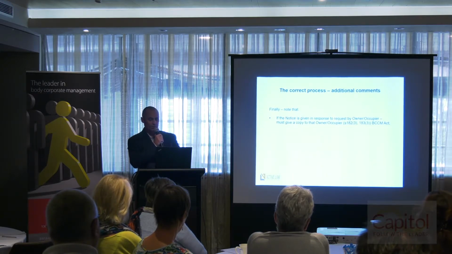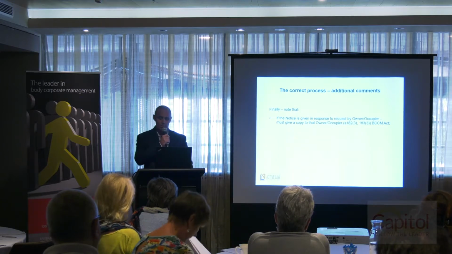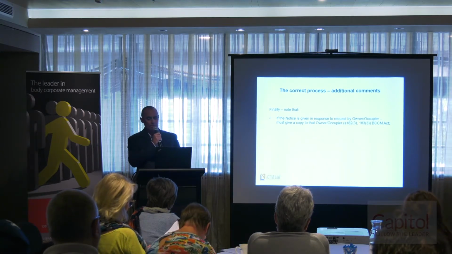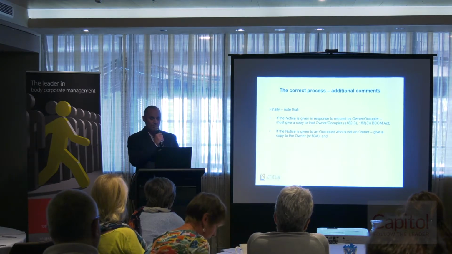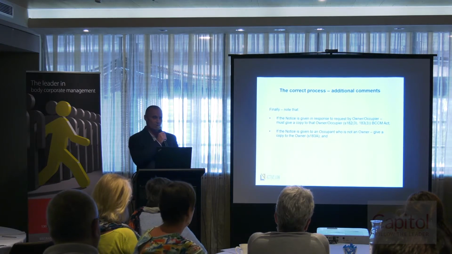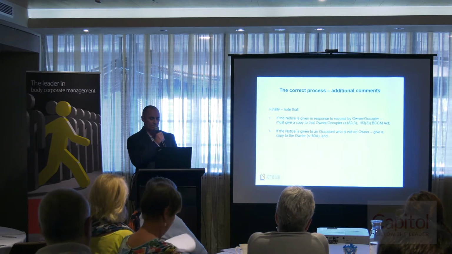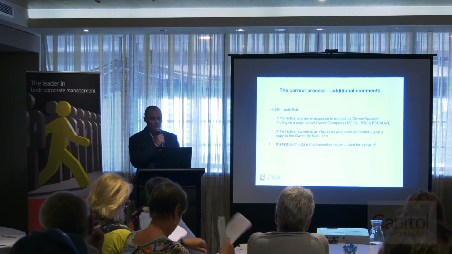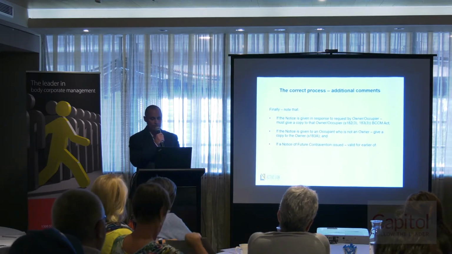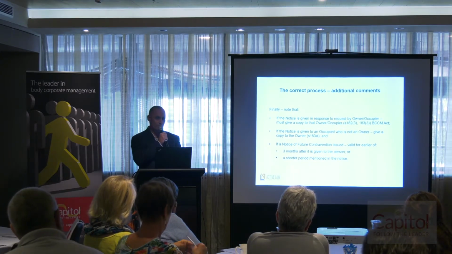If the notice is given in response to a request by an owner, when I mentioned that an owner can give a Form 1 request to the committee asking them to issue an enforcement notice, a contravention notice, then you have to give a copy of that contravention notice to the owner. If the notice is given to an occupant of the premises in relation to the occupant's conduct, you're also required to give a copy of that notice to the owner of the lot. So that's an important requirement as well. And finally, if a notice of future contravention is issued, it's valid for the earlier of either 3 months after it's given or a shorter period mentioned in the notice.